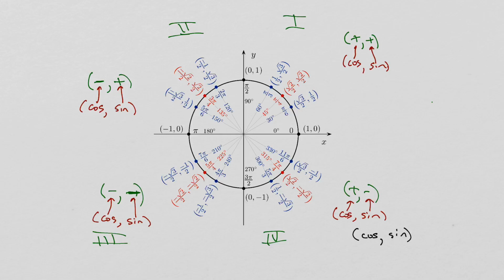Right? So what we're going to do to evaluate these values that are outside of quadrant 1 is use a combination of reference angles with the right plus or minus sign depending on which quadrant we're in. So let's look at a bunch of examples.